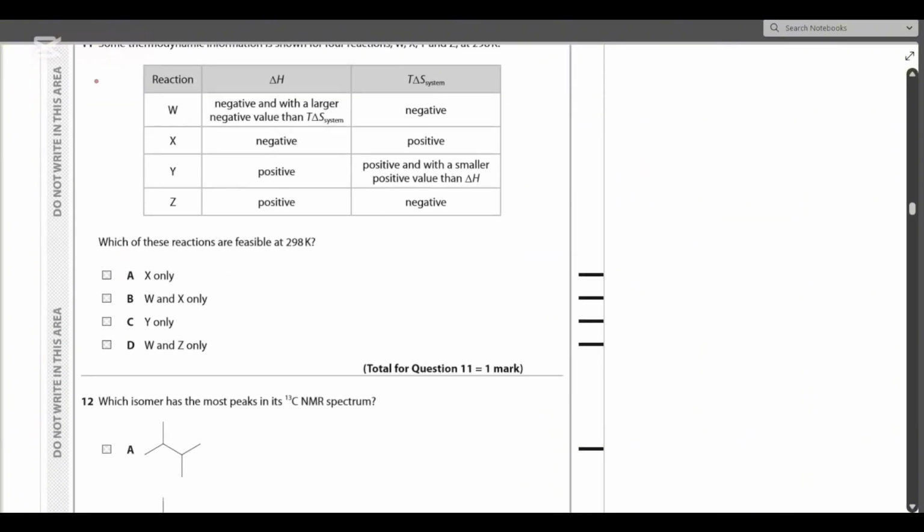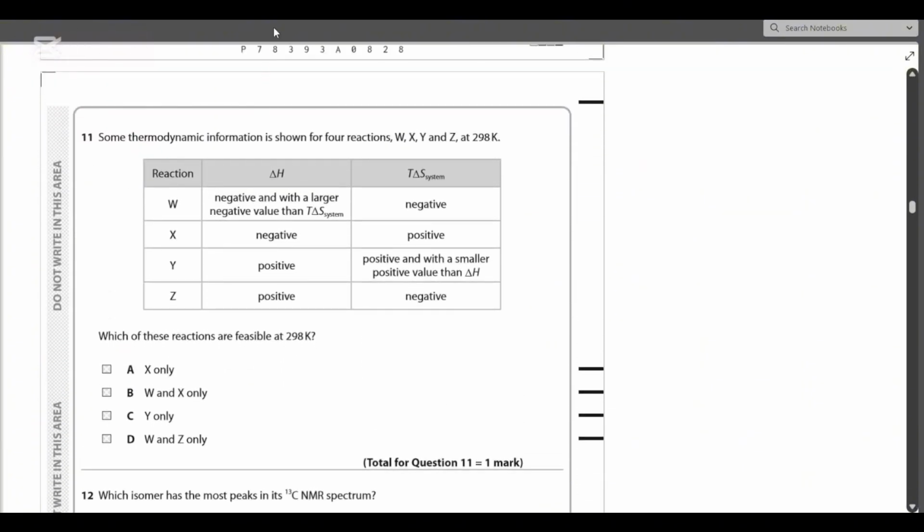Next one, question 11: some thermodynamic information is shown for four reactions, W, X, Y, and Z, and basically all of them react at room temperature. You can see very clearly ΔH is provided, and TΔS system. So the next question is basically about thermodynamics, from the energetics chapter. You've got some reactions provided, and they asked which of these reactions are feasible at 298 Kelvin.